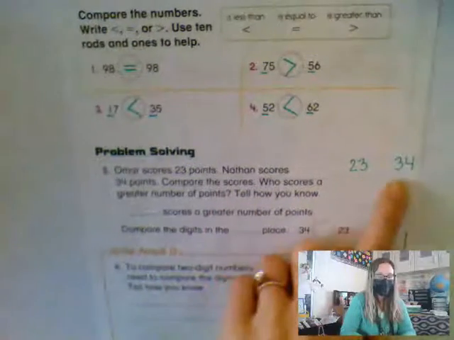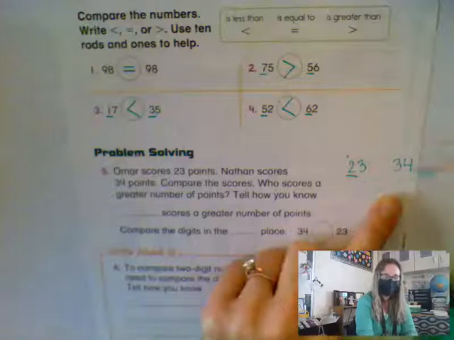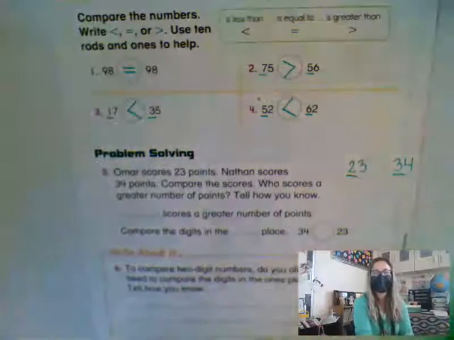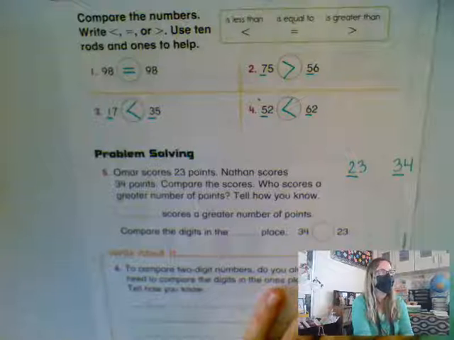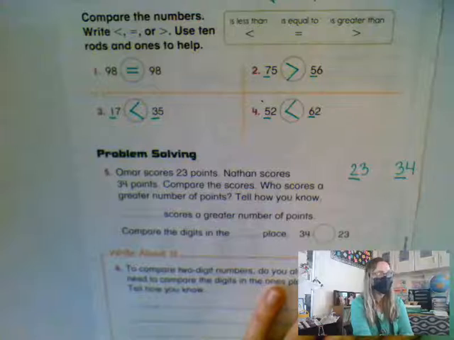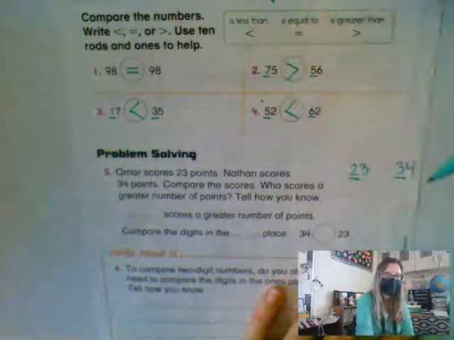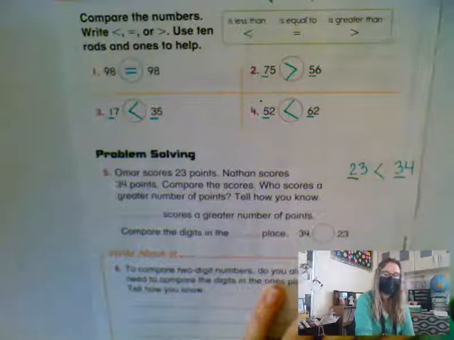So which one is greater? Let's look at the tens. Here I have 2 tens. Here I have 3 tens. Which one is the bigger or the greater number, Chase? Oh, that was my dad's name. Omar is your dad's name. So which one is bigger, 23 or 34? 34. So we're going to make Allie eating the 34.